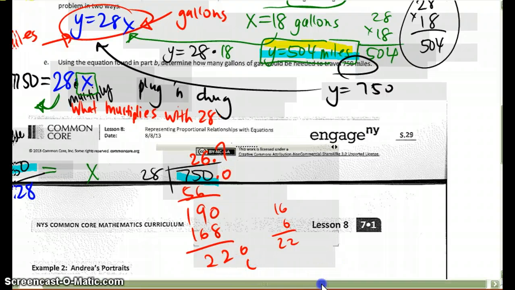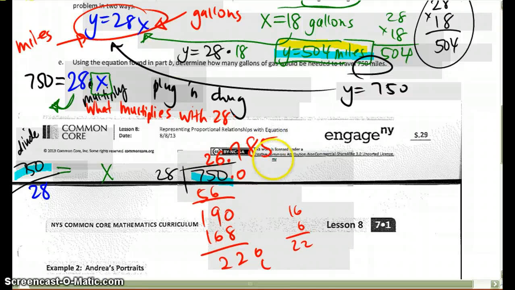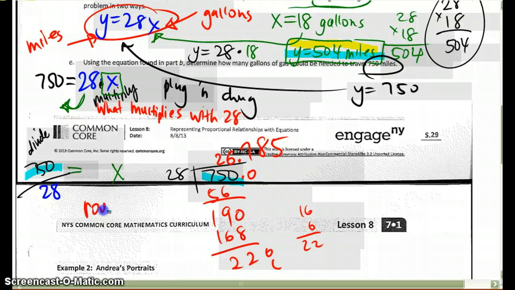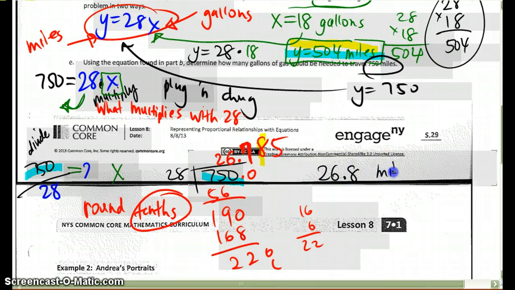Okay, I hope you're getting something close to 26.7. All right, and your final answer, because I'm going to keep dividing and it's going to keep going, we're going to go ahead and round to the tenths. So 7 is in the tenths place. I look at the 8. 8 is bigger than 5. So the 7 is going to go up to an 8. So I'm going to say 26.8. My final answer, 26.8 gallons approximately. Squiggly equal sign. That's our answer right there.